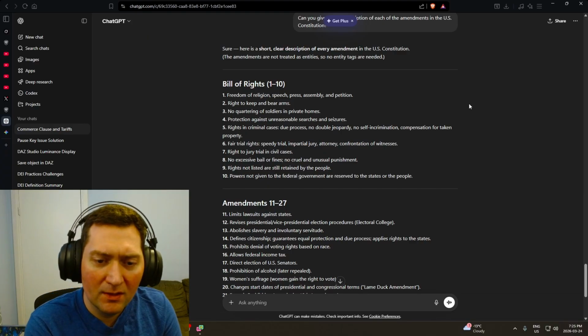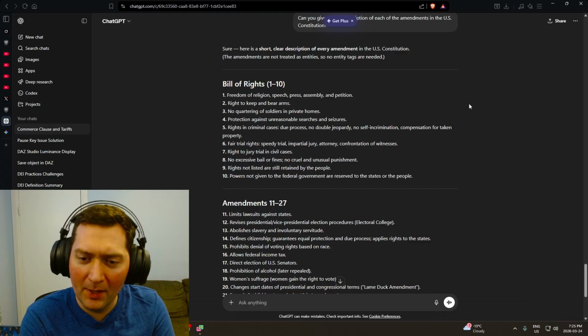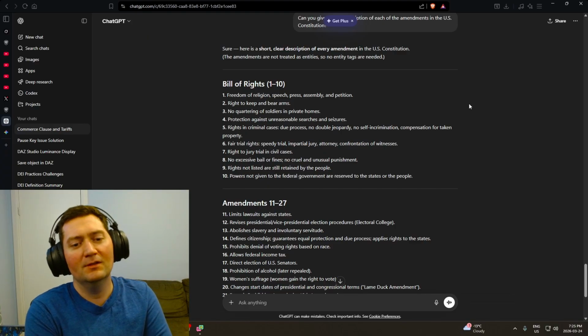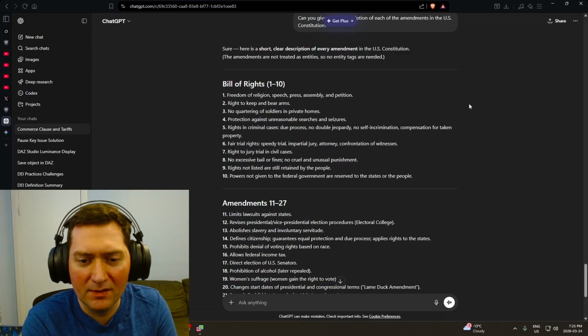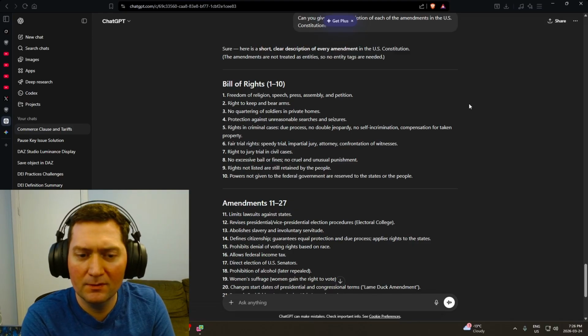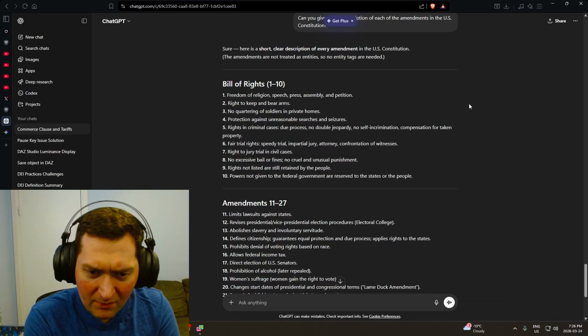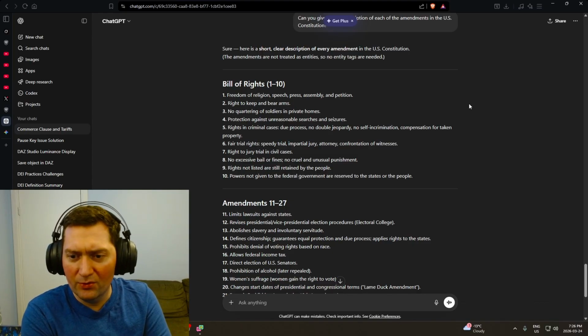Number 8, no excessive bail or fines, no cruel and unusual punishment. Number 9, rights not listed are still retained by the people. Number 10, powers not given to the federal government are reserved to the states or the people.